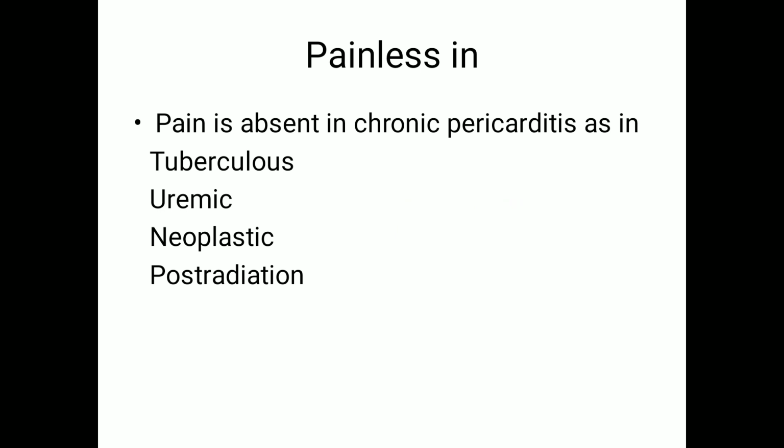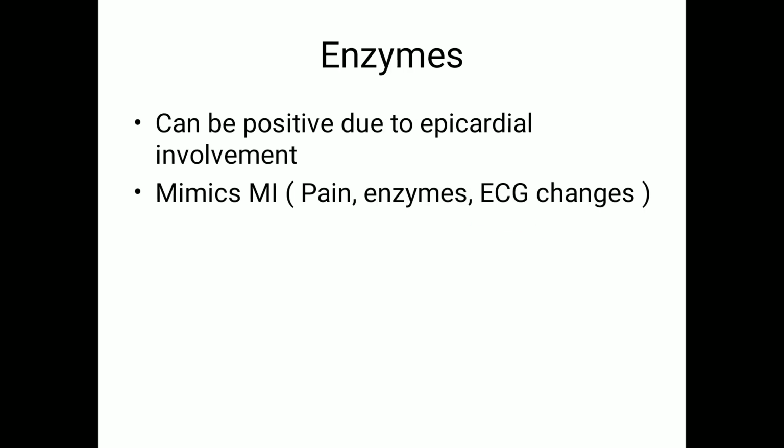Mostly the pericarditis patient will have pain, but only in 4 conditions will we get painless pericarditis. Those are tuberculous pericarditis, uremic, neoplastic and post-irradiation, because these are chronic conditions where pain can be absent. And the patient can have elevated enzymes also. The cardiac troponin and CPK-MB can be elevated because of the concomitant epicardial surface involvement, but this magnitude will be very less when compared to MI. So in total, this condition mimics MI because of the chest pain, enzymes, as well as the ECG. Patient can have ST elevation also.